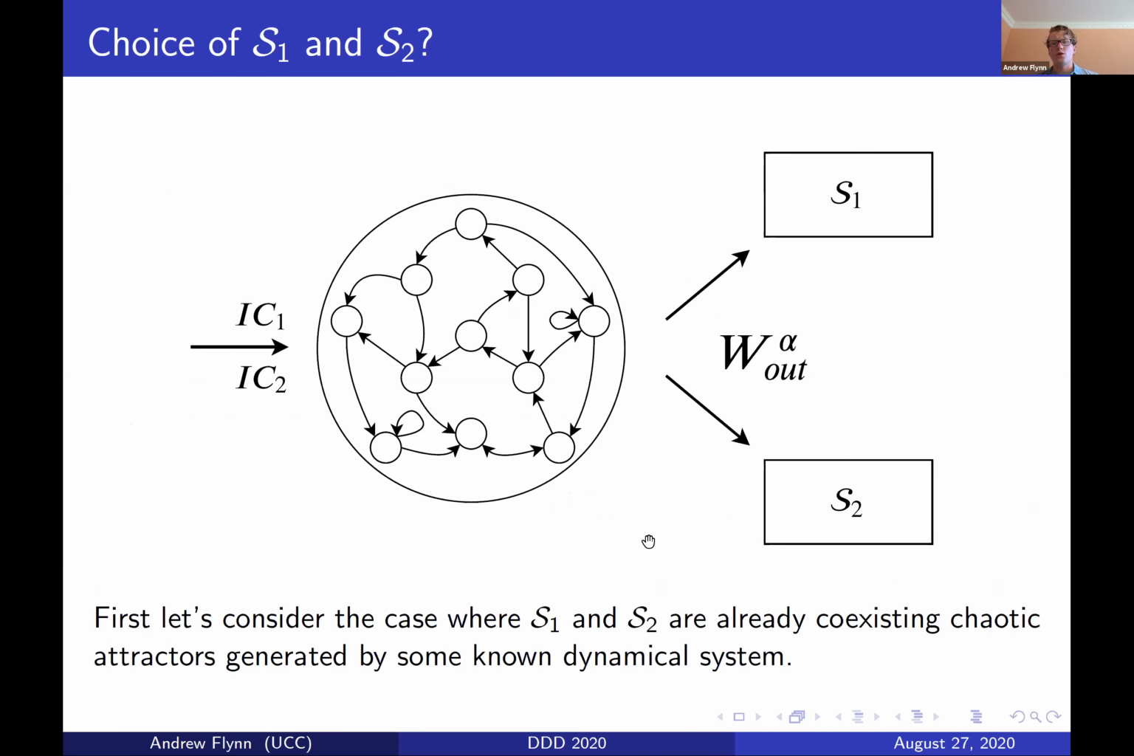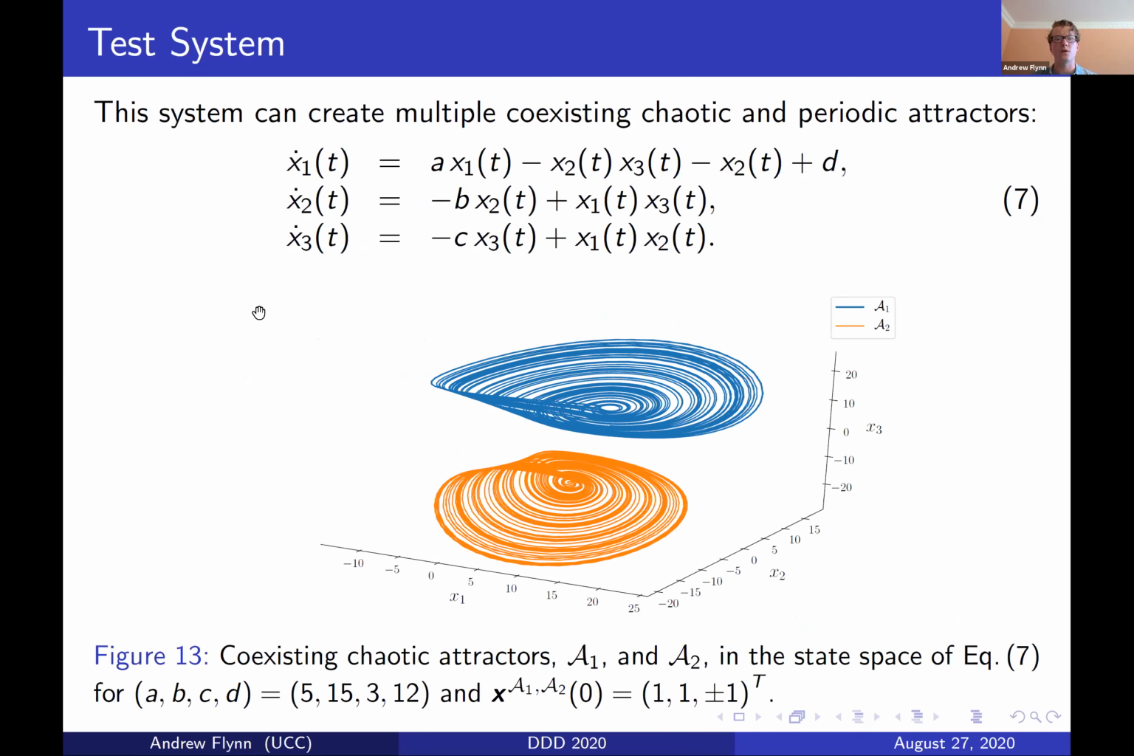So what about our choices of chaotic attractors? I suppose the most basic case is to consider where the attractors S1 and S2 are already coexisting chaotic attractors from some known dynamical system. So we just need to get our bearings right here. What we have is a test system that is able to generate multiple coexisting chaotic and periodic attractors.